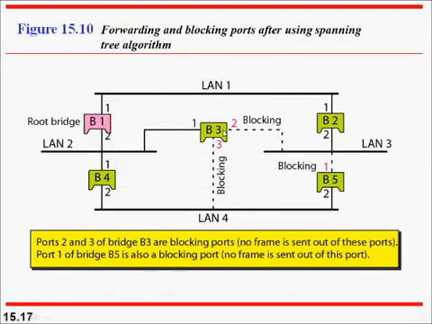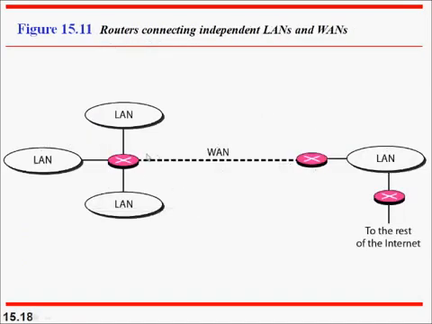So what is it called? These ports are now called blocking ports, which are shown by the dashed line. So these are blocking ports. Packets are not forwarded for port 1 of B5, port 2 of B3, and port 3 of B3. So this is how it happens. So this was about bridge.